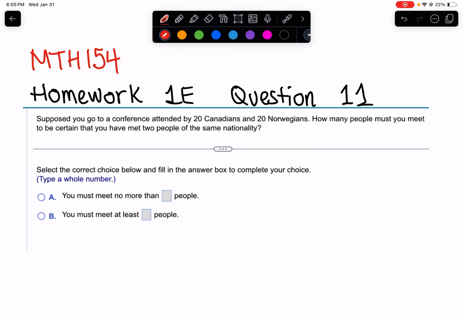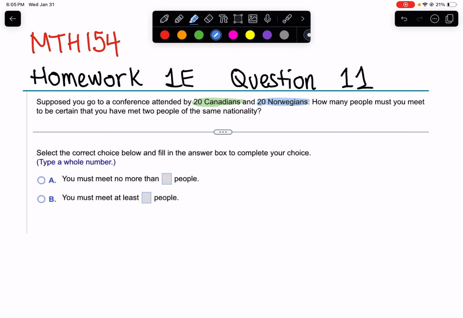Suppose you go to a conference attended by 20 Canadians and 20 Norwegians. How many people must you meet to be certain that you have met two people of the same nationality? Okay, so let's say that you meet the first person.